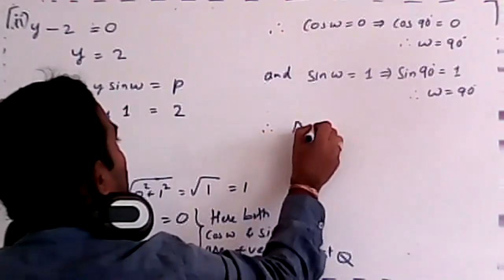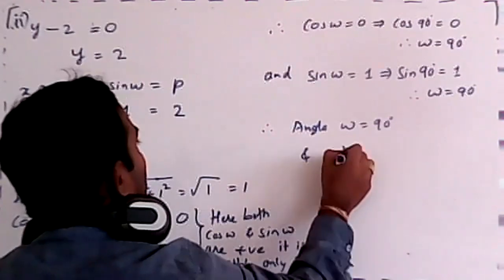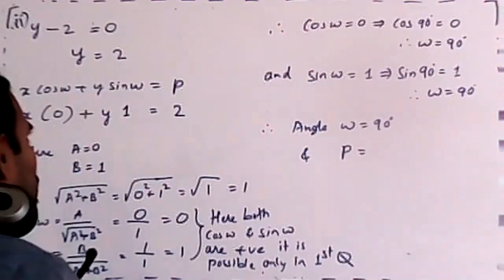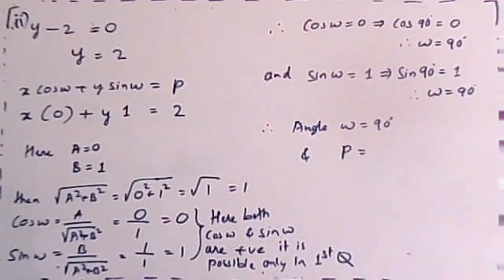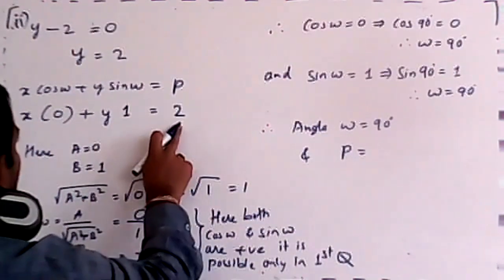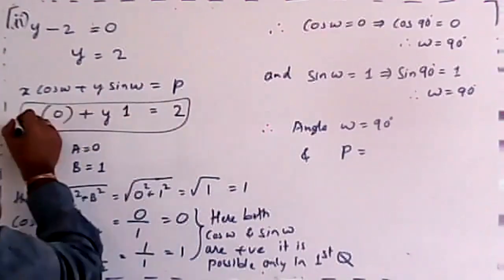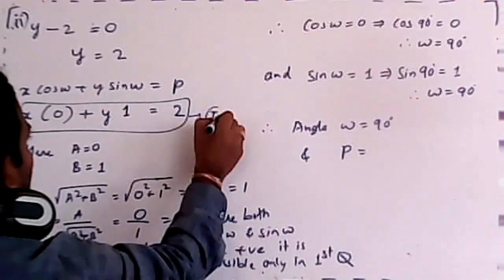Therefore, angle omega is equal to 90 degrees, and p, the length of the perpendicular drawn from the origin to the line, how much is it? 2. You see here it is 2, correct? You can check it now. It is 2.